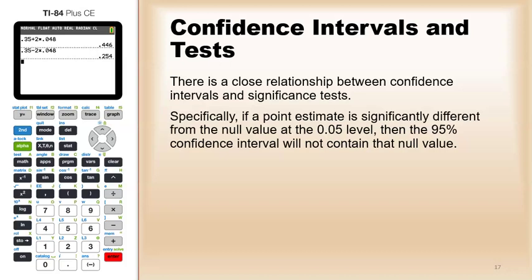And specifically, if a point estimate is significantly different from the null value at the 0.05 level, and what that means is that the p-value is less than 0.05, then the 95% confidence interval will not contain that null value. At the same time, if it's not significantly different from the null value, so if the p-value is more than 0.05, then the null value will be inside that interval.